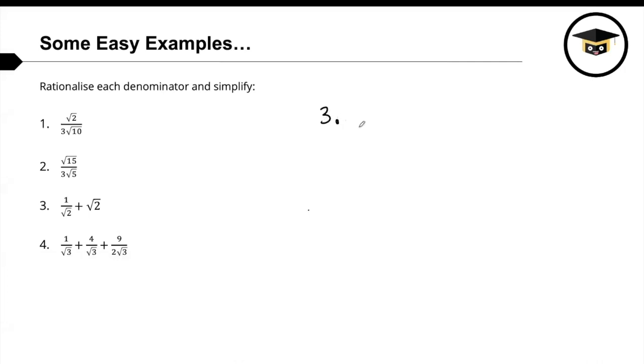Moving on to question 3, we have 1 on root 2 plus root 2. Now, it's important here that we want to get a common denominator. So either we can make the root 2 have a denominator of root 2, or we can first just get this as a rational denominator. And I think it's best if we make the denominator for the first fraction rational. So with the 1 on root 2, I would multiply the top and bottom by root 2. So I get root 2 over 2, because remember, root 2 times root 2 is 2. So I'm left with root 2 on 2 plus root 2.